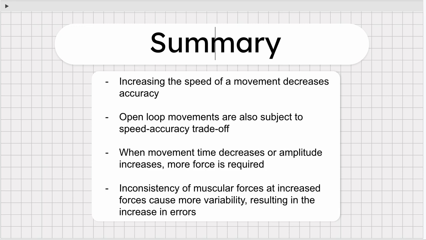When movement time decreases or amplitude increases, that results in an increased force required to complete the movement. So this is kind of the mechanism behind this theory. Inconsistency of muscular forces increases when you have increased force needed, so that causes more variability. So that's going to result in the increase of errors when you have a decreased movement time or an increased amplitude.